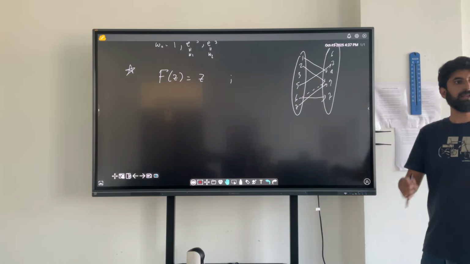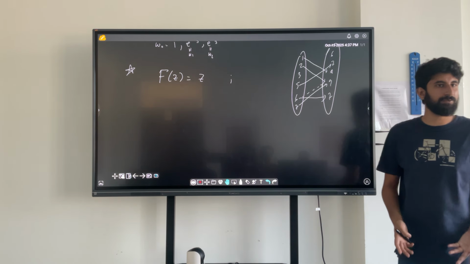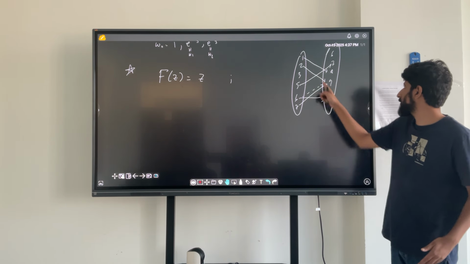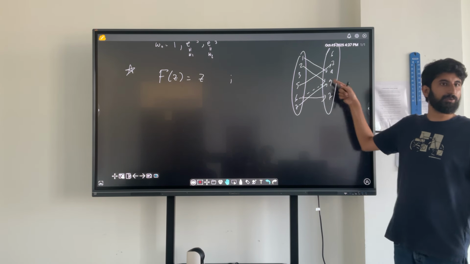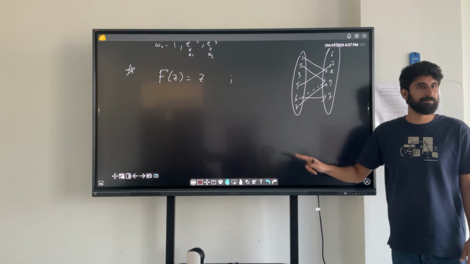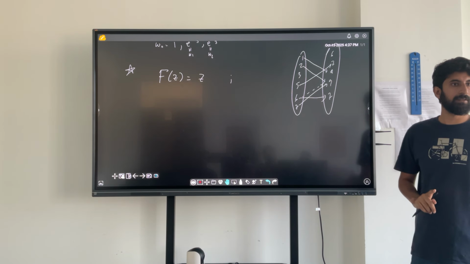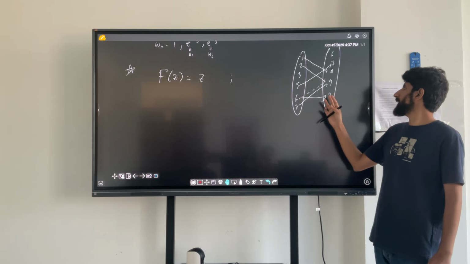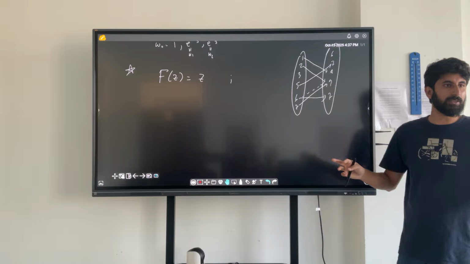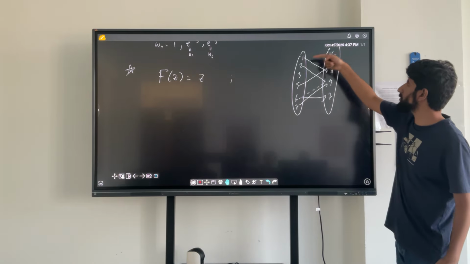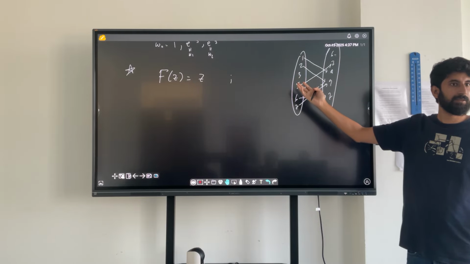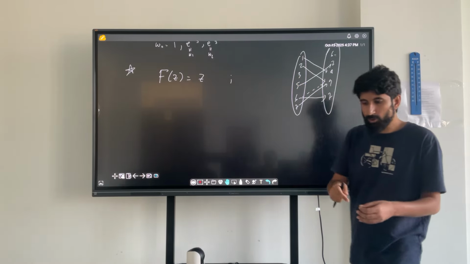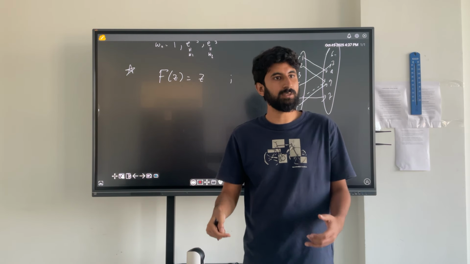Then there are types of these functions. One type of function is where this is also not allowed, where no two inputs give you the same output. That is called one-one. Then there is another type of function where this is not allowed: 6 does not have an input. That's called onto. And then the function which is both one-one and onto.